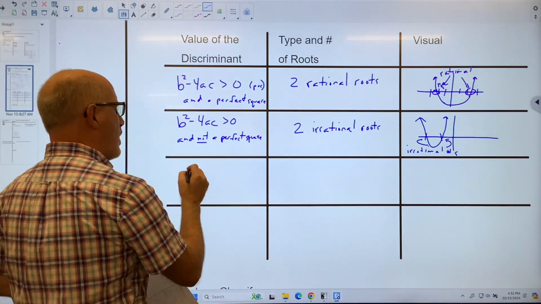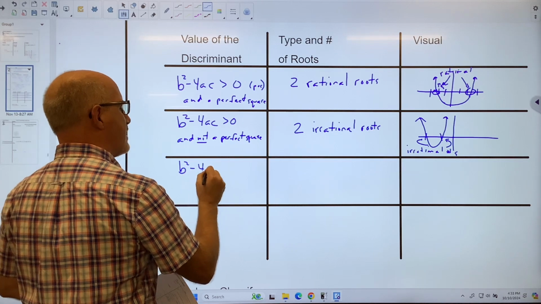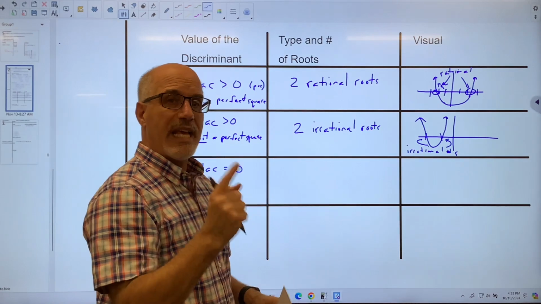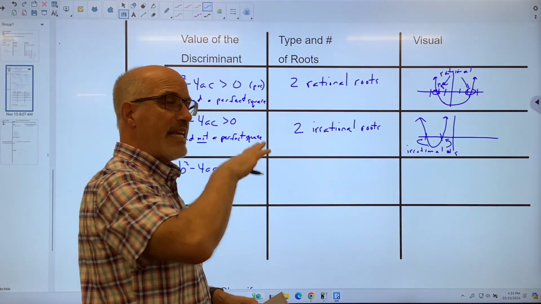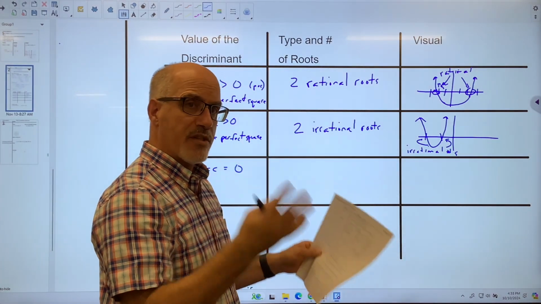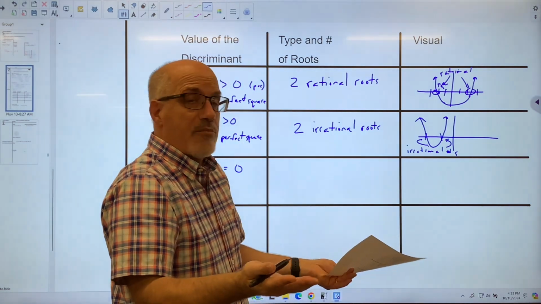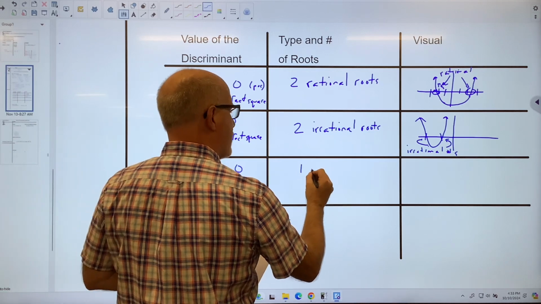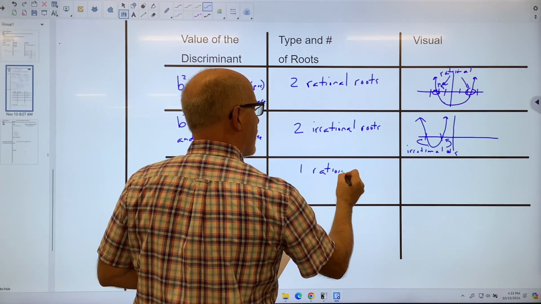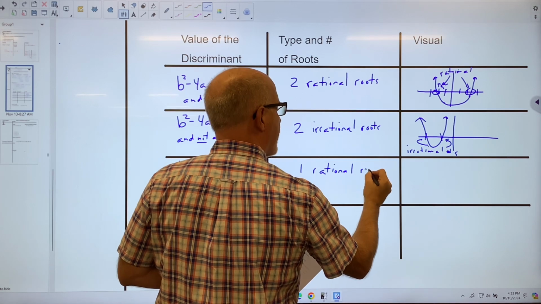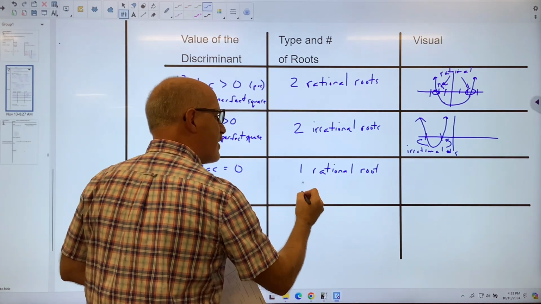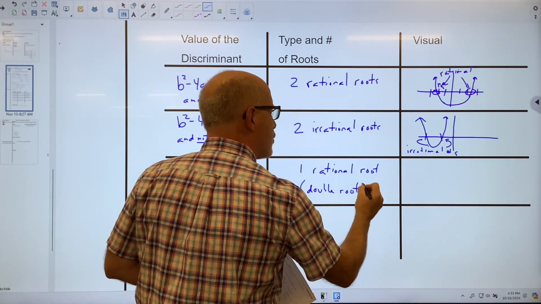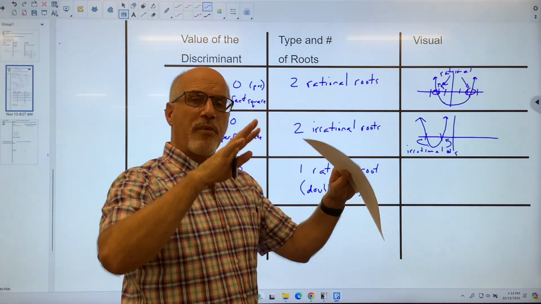All right, so the visual: what if we have b squared minus 4ac equal to 0? Well, that means you're going to get just one answer, because in the quadratic formula it's going to be plus or minus the square root of 0, which is plus 0 minus 0, the same thing. You don't get two different answers. So this is going to be one rational root, because 0 is a perfect square. And we often call this a double root. It's like that root is happening twice, because this is where perfect squares happen.